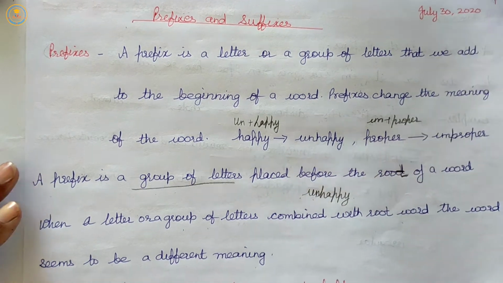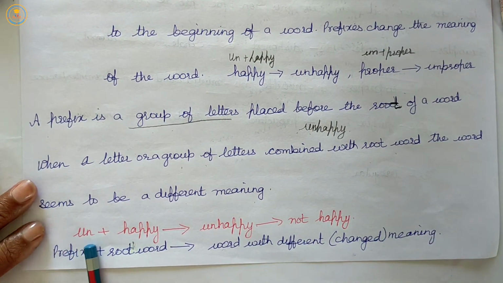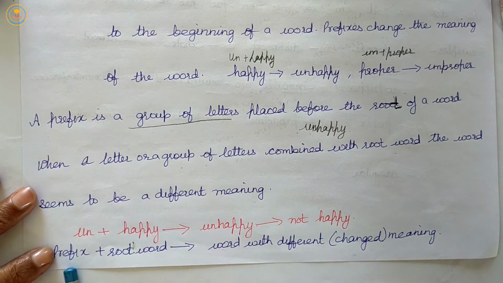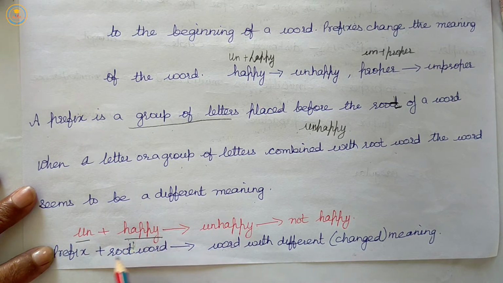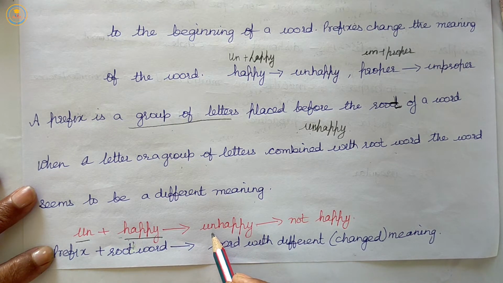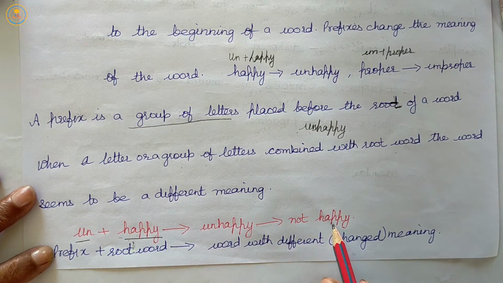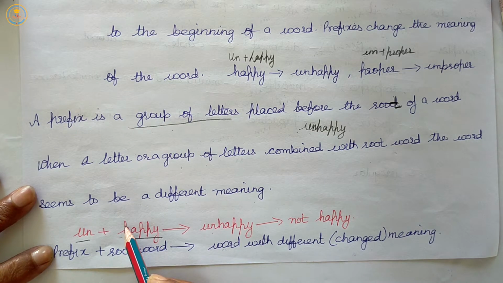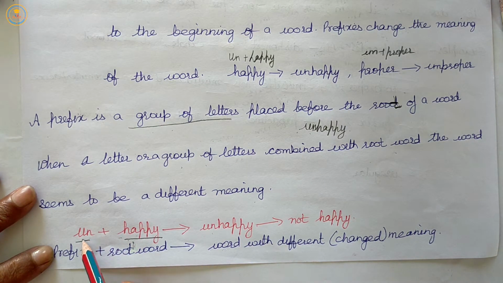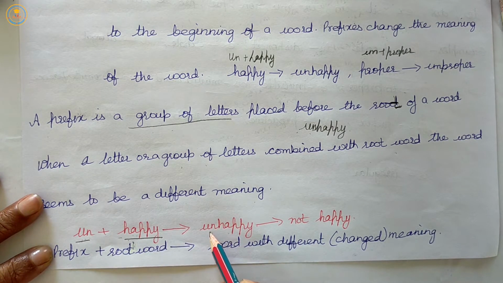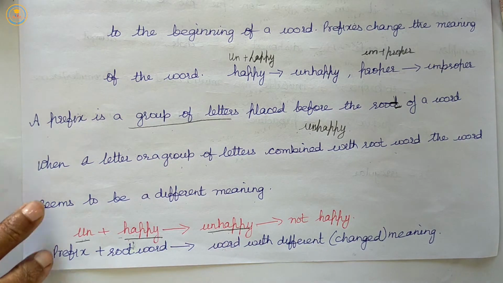Here let us see one example. Un plus happy is equal to unhappy, means not happy. So here, prefix plus root word. This is the prefix and this is the root word. After combining them, we get a new word, unhappy, that changes the meaning. It is the opposite of the word happy, which means not happy. If we add un to happy, then we get a new word, unhappy, with a different meaning.